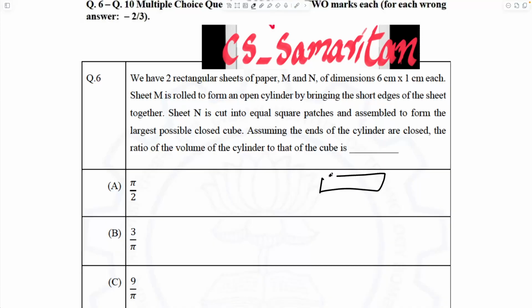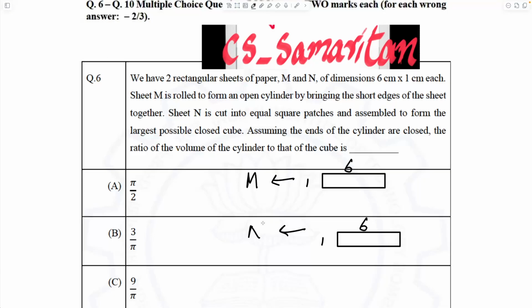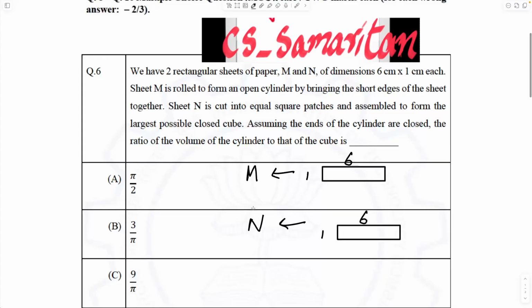So this is a rectangle that we have. One side is 6, one side is 1. We have two of these, so let's have two of these, and one of them is M, the second one is N. Okay, very good. Now let's see what they are telling us.